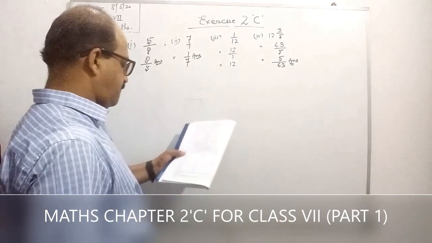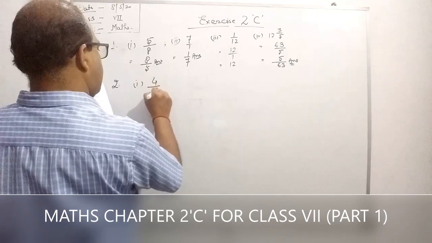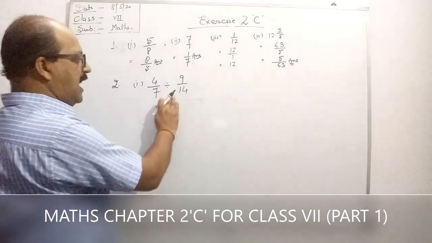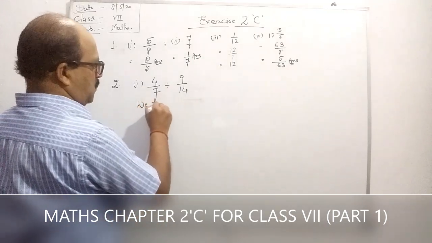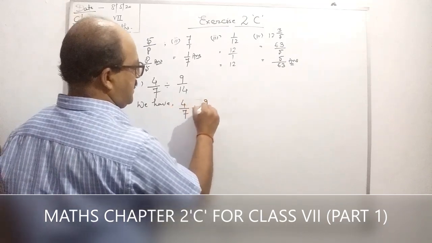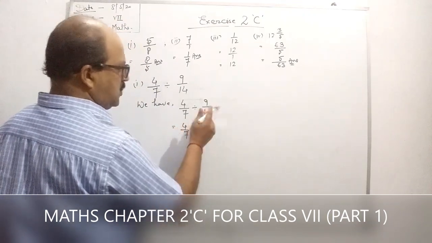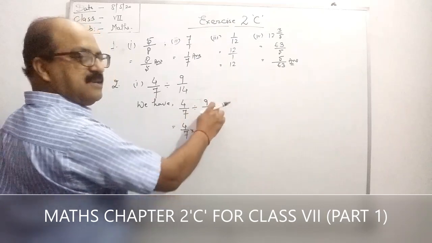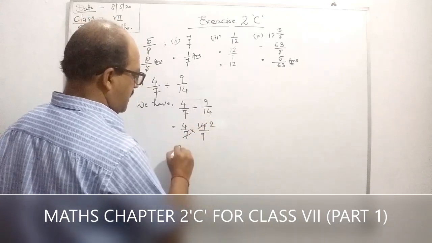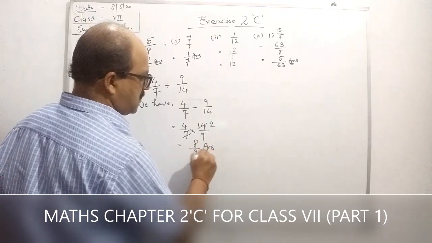Now question number 2. Simplify. The first question is 4 by 7 divided by 9 by 14. As we know, we have 4 by 7 into the reciprocal of the given number, here 14 by 9, and 7 twos are 14. 4 into 2 is equal to 8, so 8 by 9 is the answer.